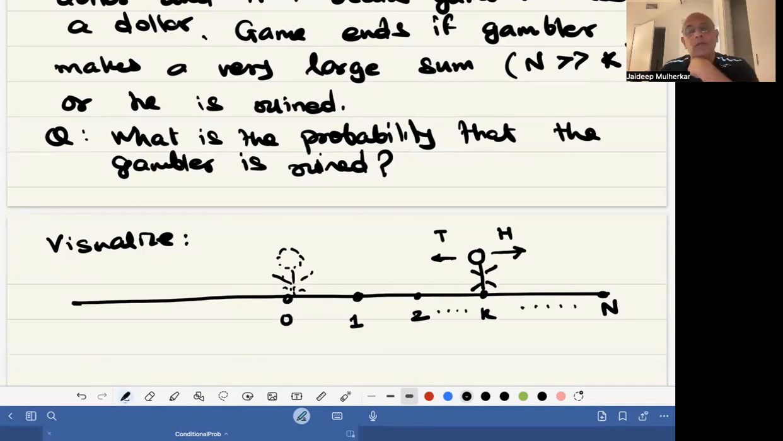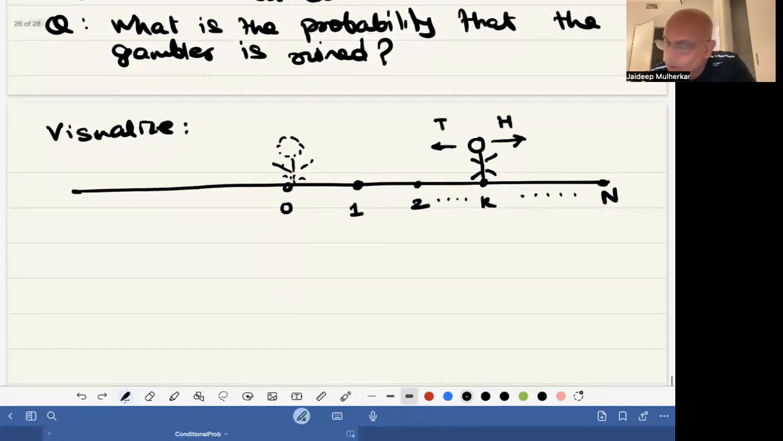Now, it's not obvious that the gambler will end up over here or over here, because he could just move back and forth. And there are several paths that neither go to n nor to 0. But let's assume for the time being that one of the two possibilities occurs: either he gets ruined or he earns a large sum of money. Then the question is, what is the probability of ruin?